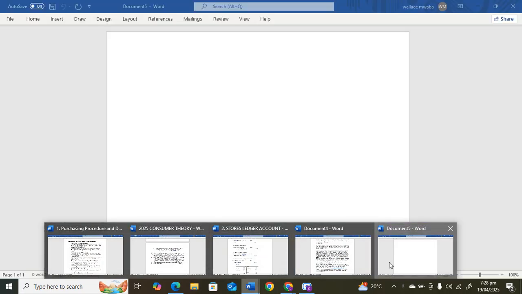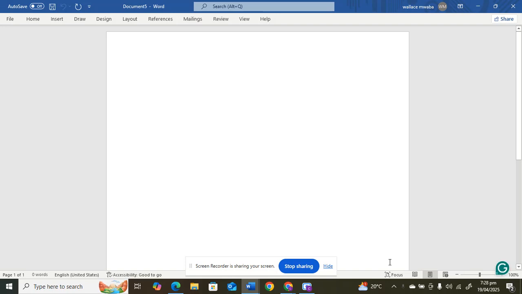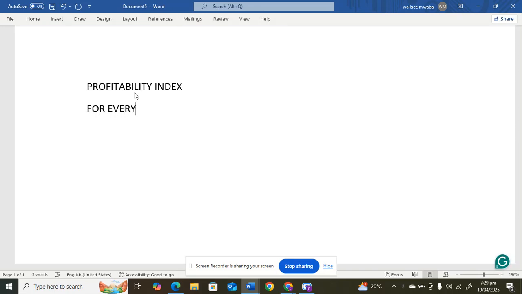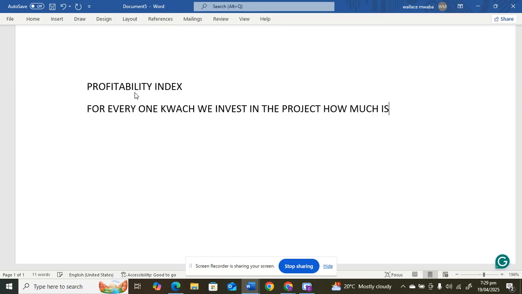Okay, so we're still looking at investment appraisal, how businesses decide on which projects to invest in. So we're going to look at another investment appraisal technique called the profitability index. It's basically telling us, for every one kwacha we invest in the project, how much is our profit, or how much is our return basically?